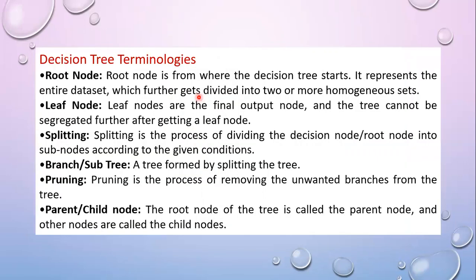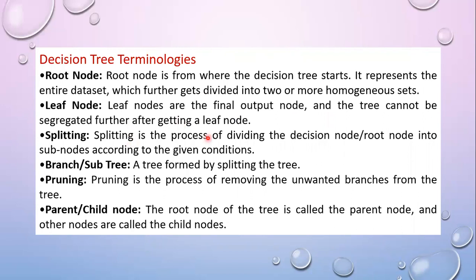Before going to the examples, you should know some of the terminologies followed in the decision tree algorithm. One is called the root node, another the leaf node, another splitting, another branch, another pruning, and another parent or child node. First one, the root node. Root node is where the decision tree starts. Leaf nodes are the final output nodes. Remember, the tree cannot be segregated further after getting a leaf node. So once we get the solution, we can stop here.